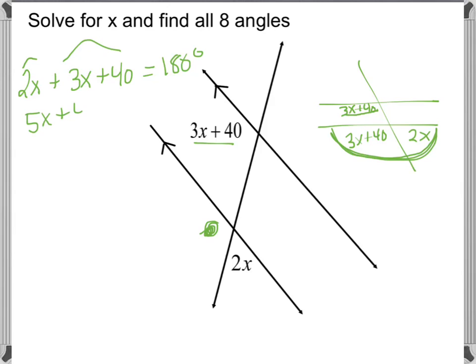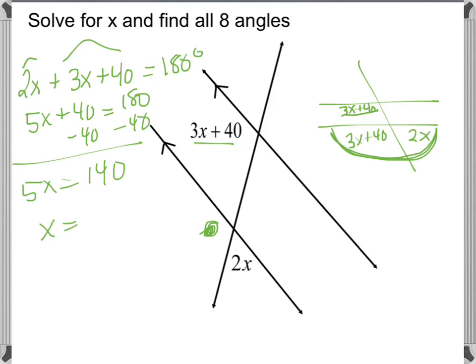So if I solve for this here, 5x is equal to 140. So x must be equal to 28, right? Does that make sense? So 5 goes into 140... 28. Yep, 28. Okay, so x is equal to 28.